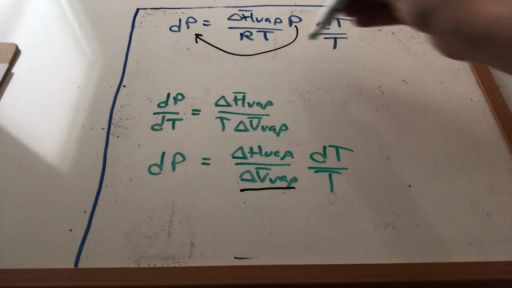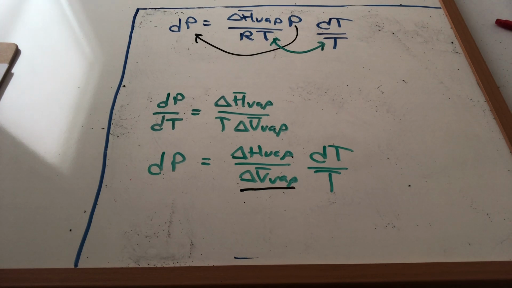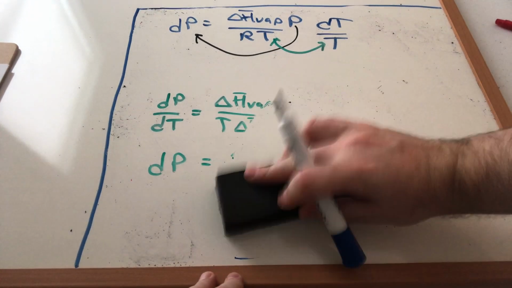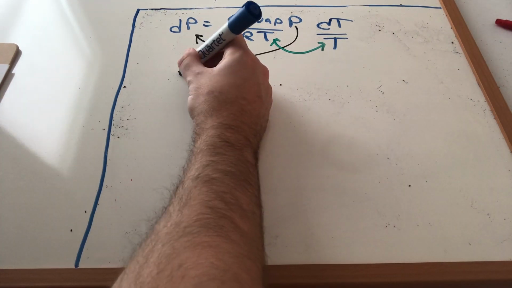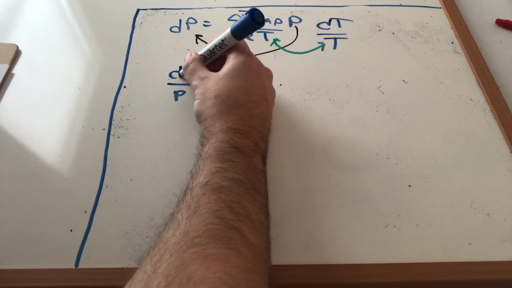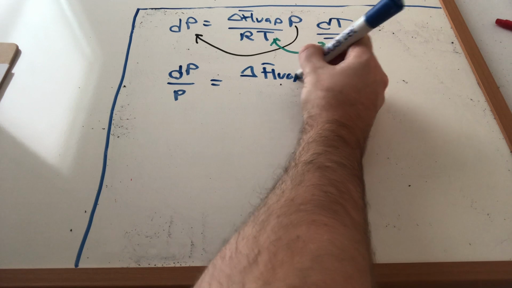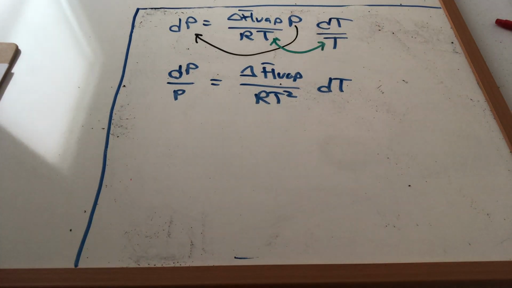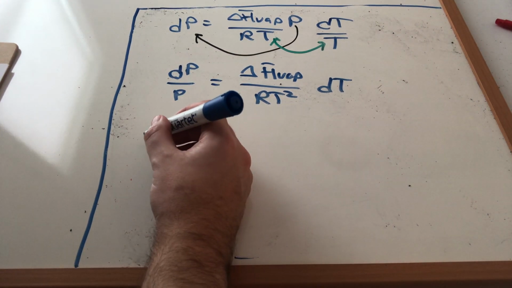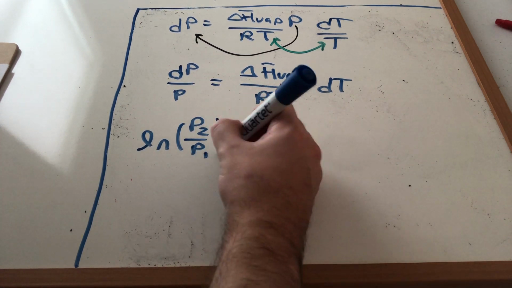I also see that I don't have just one T in the denominator now. I'll have a T times a T in the denominator. So if we keep going with this thought process, on the left-hand side, we're going to have dP over P. On the right-hand side, we're going to have delta H VAP over RT squared dT. This can be integrated. On the left-hand side, when we integrate between a P2 and a P1, we're going to get the natural log of P2 over P1.